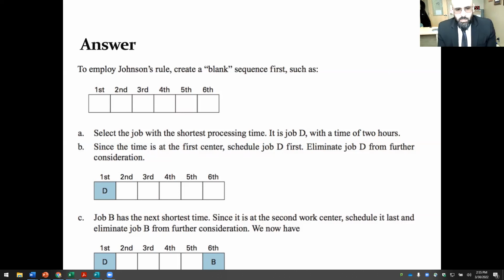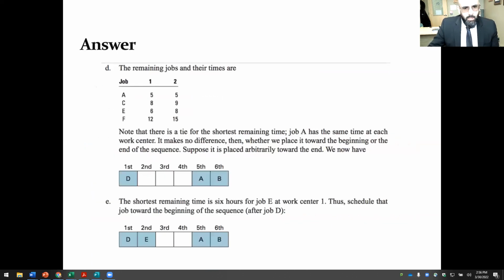Now, moving to the next job, the shortest one would be B. However, B is in the second work center, so we need to schedule B at the end. It's the second shortest, but it's on work center 2, so we put it toward the end. The next shortest would be A, but as you see, A has 5 in both. That means it doesn't matter where you put it, in the second place or the fifth place. Let's assume we put it in the fifth place, as they did in the textbook here.